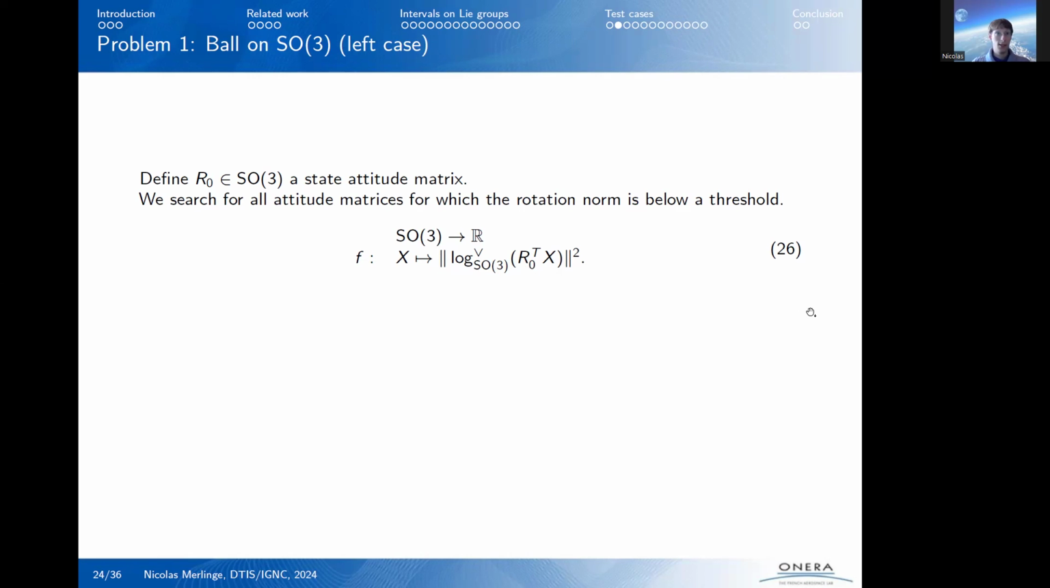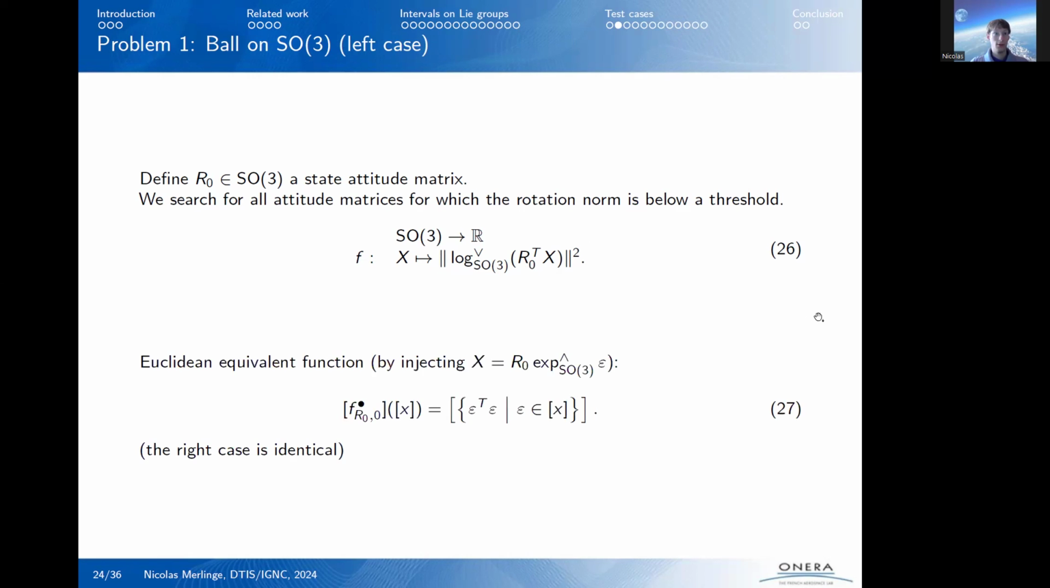And by injecting the exponential coordinates, we can derive an equivalent Euclidean function that is just the square norm of the exponential coordinates. And it's identical in that case for the left and right case, not because of commutation, because the group is not commutative, but because of the problem formulation.